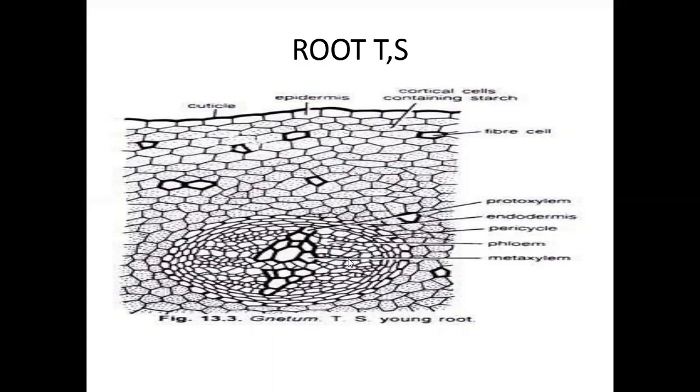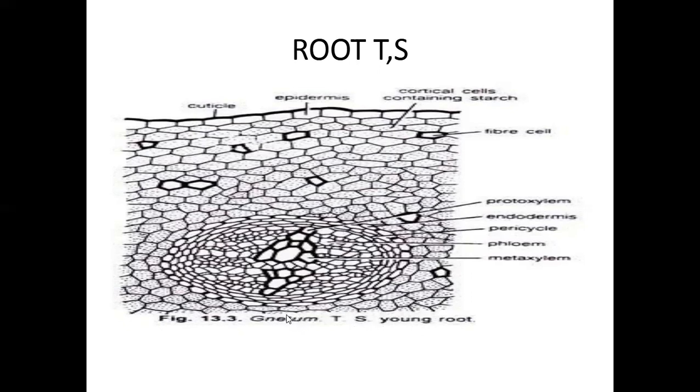Alternate to the xylem, phloem is present. The phloem's main function is translocation of organic substances to the whole plant body. And the xylem's main function is conduction of water to the whole plant body. And at the center region of the stele, medulla is present. This is the primary Gnetum young root TS.